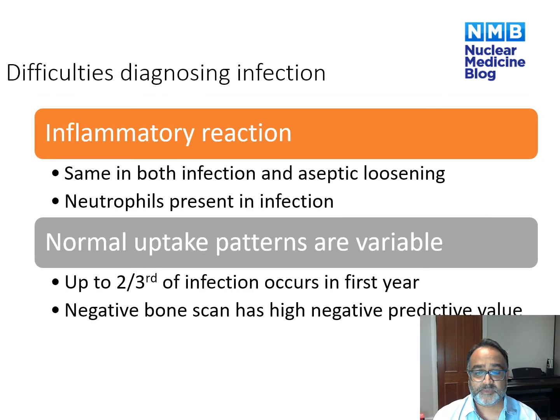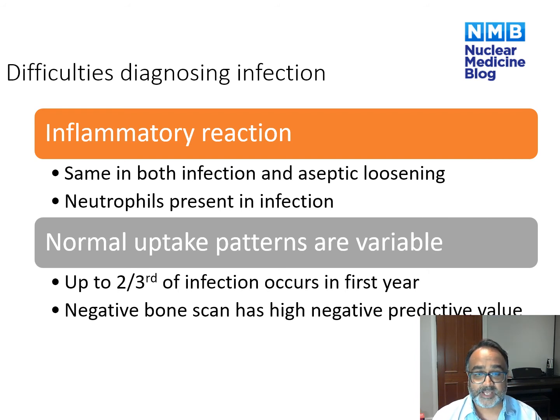The difficulty we have when imaging knee replacements for infection is that we will often see an inflammatory reaction which occurs in both infection and aseptic loosening. The difference is that neutrophils are present in infection, not in aseptic loosening. The other difficulty is that the normal pattern of uptake in the knee is very variable. Given that up to a third of infections occur in the first year, when we know that uptake is very variable in the knee during that time, it makes it very difficult to be specific about diagnosing infection.